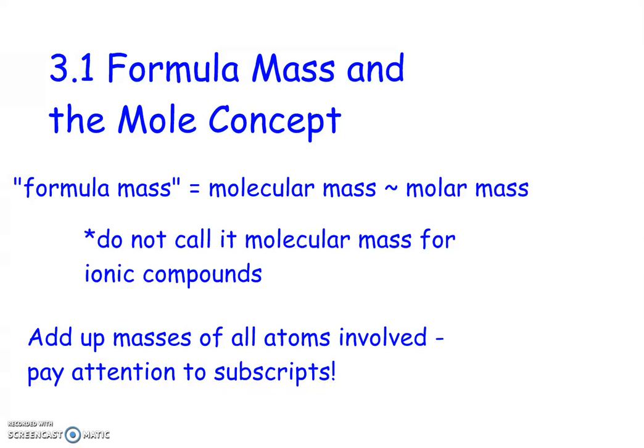Formula mass is also sometimes called molecular mass and is very closely related to the molar mass, which we talked about last year. The formula mass is obtained by adding up all of the average atomic masses of all of the atoms represented in the substance's formula. So you need to pay attention to subscripts and parentheses and how many of each type of atom are present.